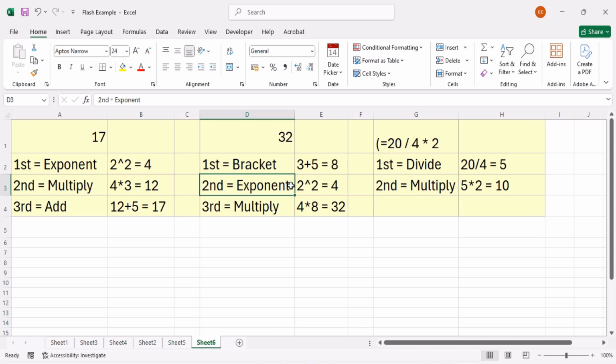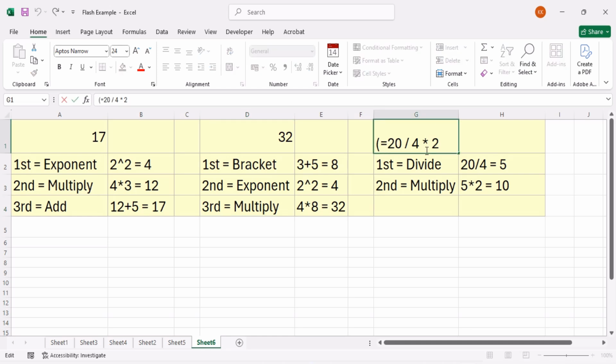Then performs exponentiation. 2 raised to power of 2 equals 4. Then performs multiplication. 4 times 8. Result is 32.